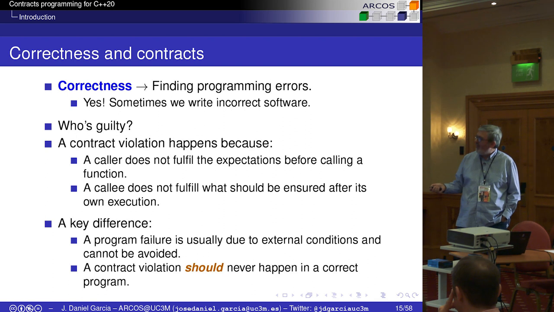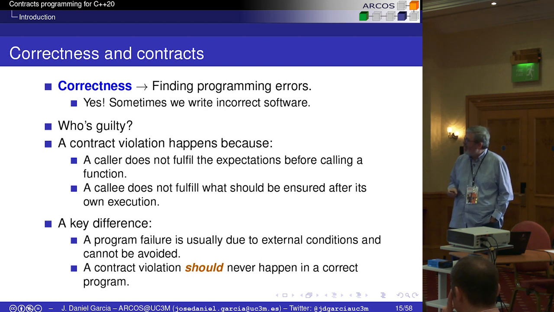So we have a key difference with robustness. A program failure is usually due to external conditions and cannot be avoided, while a contract violation should never happen in a correct program.